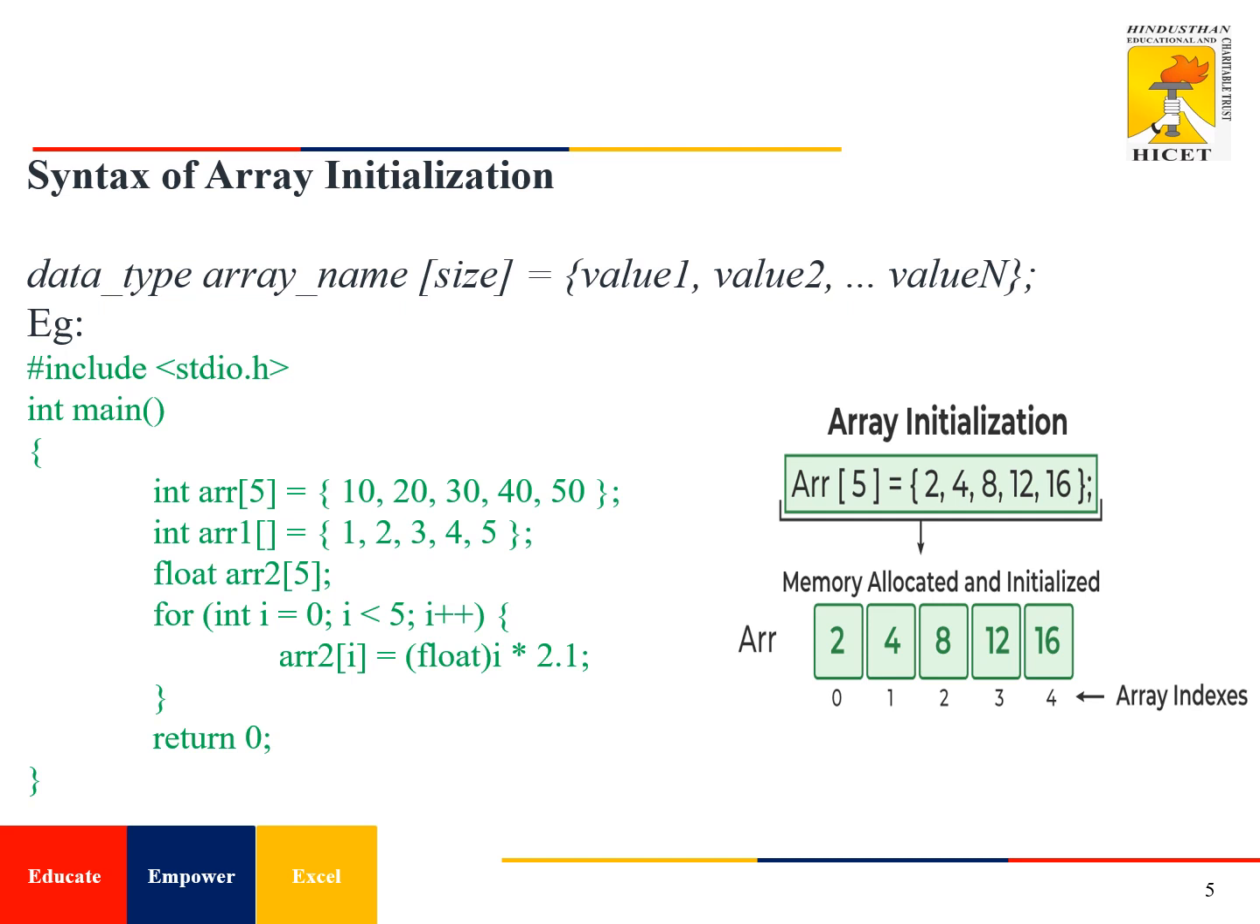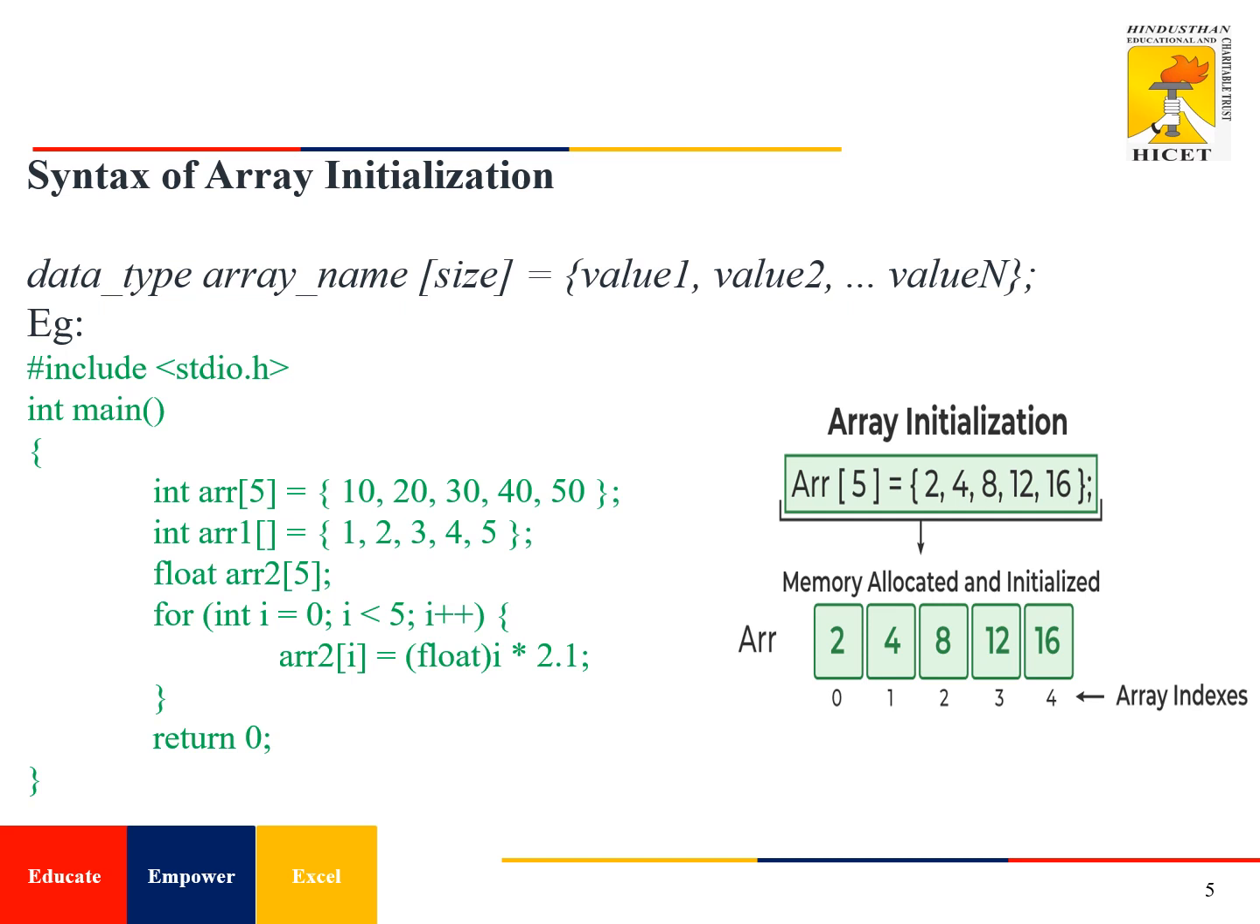That is, the value of I starts initially at 0, and up to the condition I less than 5, I need to increment the I value, and the value going to be stored into the index of array 2 is calculated using the operation I into 2.1. Whatever value we get is entered into that array.